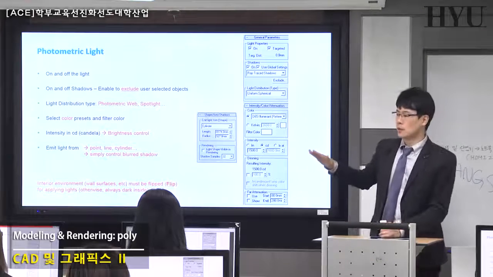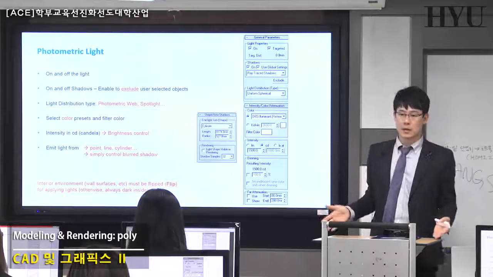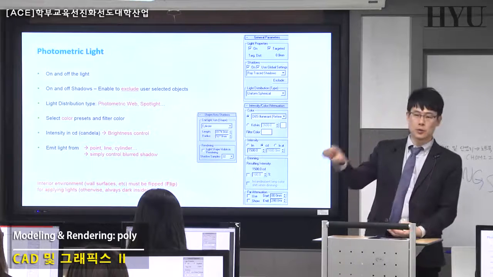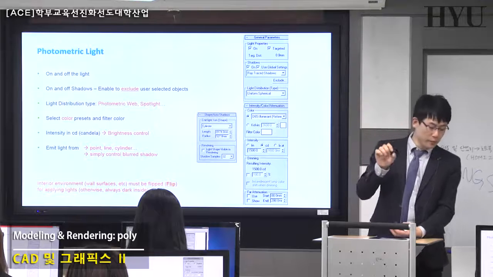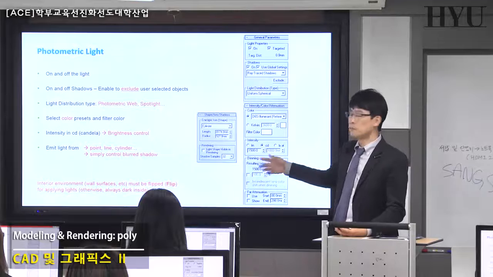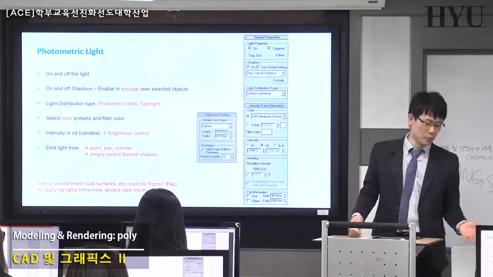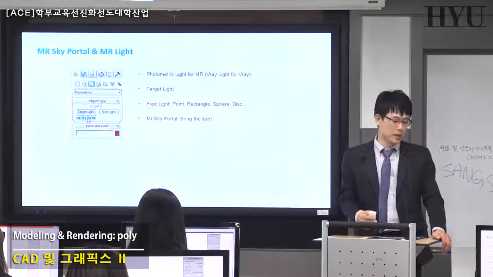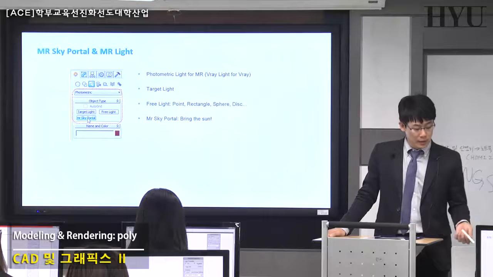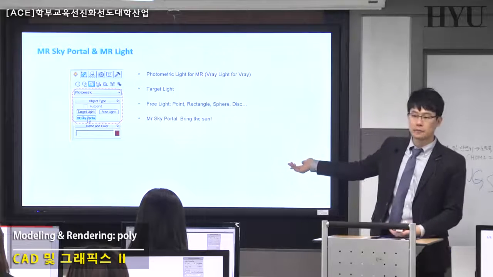Sometimes surface is flipped. In other words, if you design a box and if you install a camera inside of that box, if you install light, even if there is light, nothing visible because surface is flipped. In that case, you have to flip the surface. I'm going to tell you using examples in lab exercise hours. Anyway, this is the user interface of mental light. We experienced sky portal and target and free light.